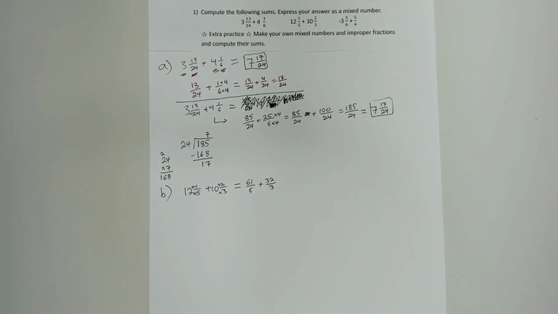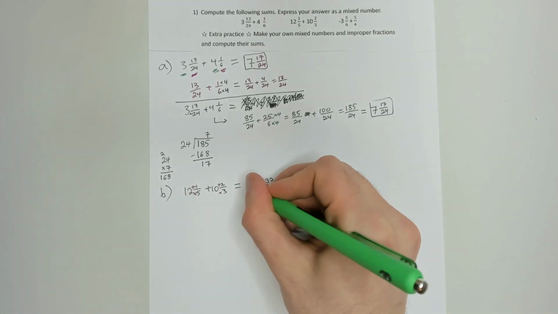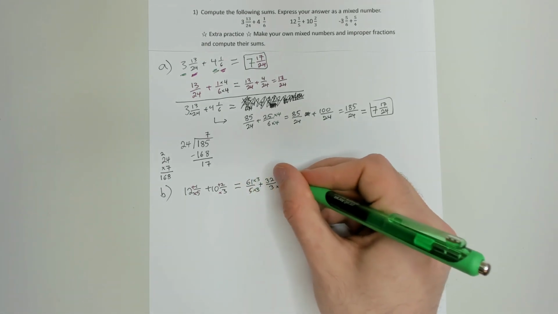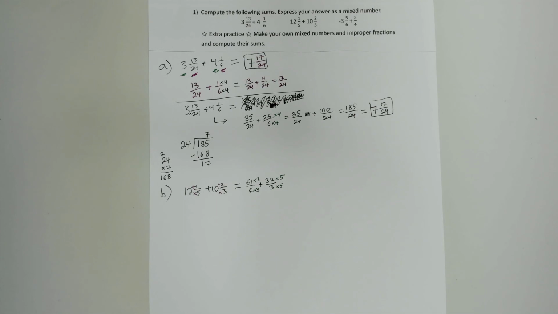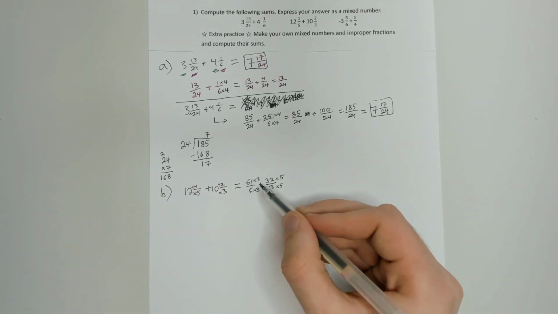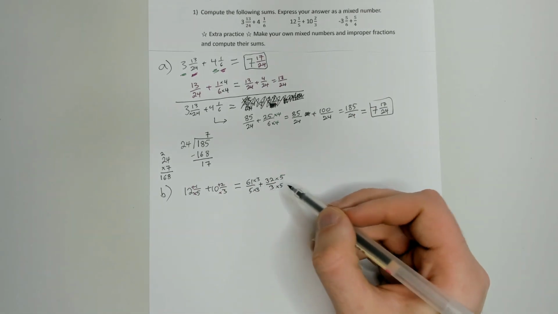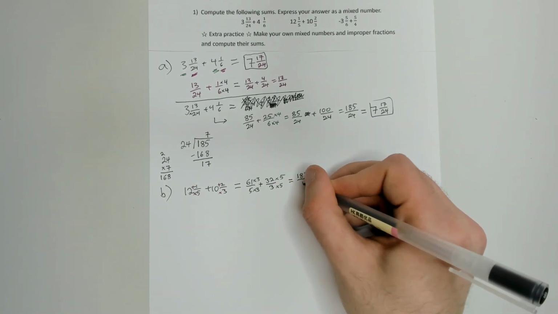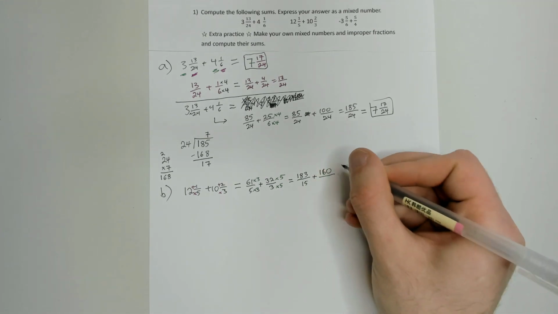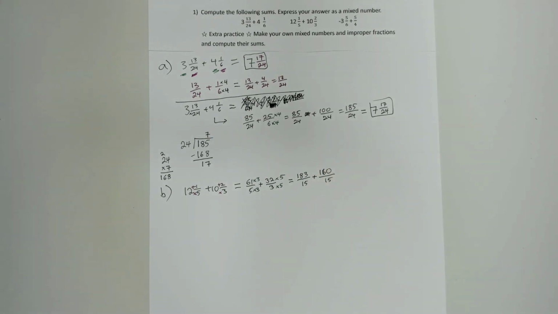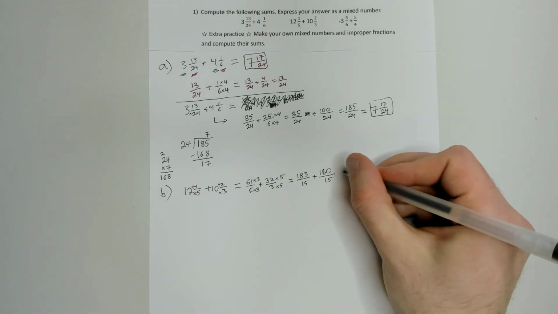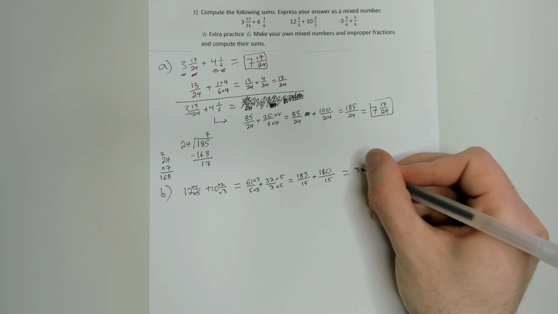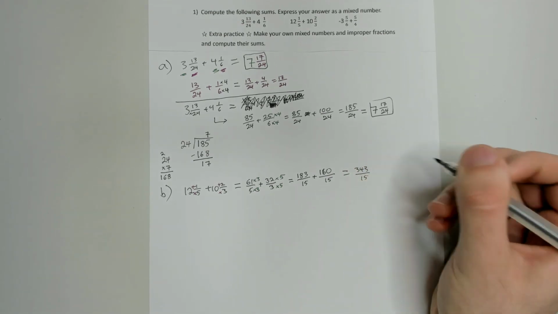Okay, so to make a common denominator, the common denominator will be 15, right? Since 5 and 3 are coprime with each other, their lowest common multiple is just their product, which is 15. So we multiply this by 3 on the numerator and denominator, and this fraction by 5 on the numerator and denominator, and that'll give us 183 over 15 plus 160 over 15. All right, so you can check my numbers there if you'd like. And we have our common denominator now, so we can just add our numerators, which will become 343 over 15.